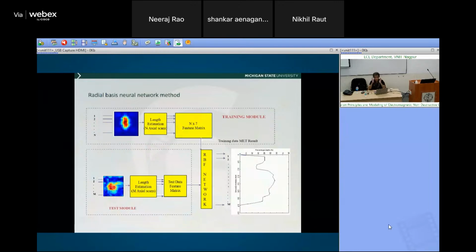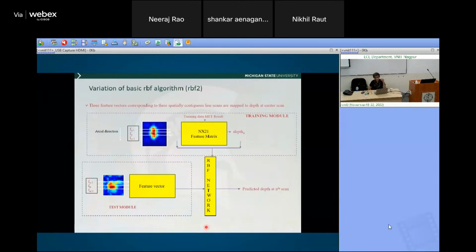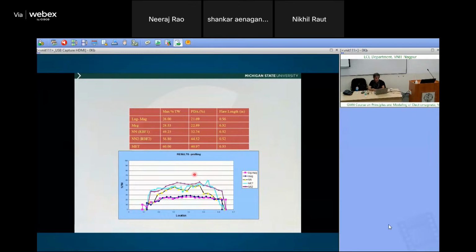So what happens is you put in a full C-scan image, and it goes scan by scan, and at each point it estimates the depth, and we get a result that looks like this. The other thing we also did, in order to train it better, was take 3 scans, take the features, and predict the depth at the middle point. It's just a small modification, but the important thing is that it gave us an excellent result.